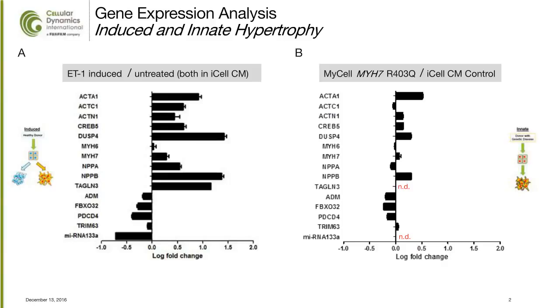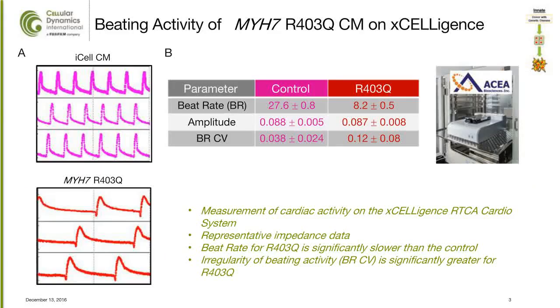So the next thing we wanted to do was to look a little more closely at the functional consequences of this R403Q mutation. One of the first things we did was look at the beating activity, and this is assessed on the xCELLigence by looking at the changes in impedance. In these experiments, the cells are plated as a monolayer in an E-plate. And in panel A, I'm showing the control iCell cardiomyocytes' representative impedance morphology. You can see that there's stable beating in these cells.